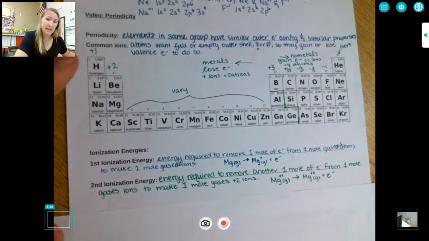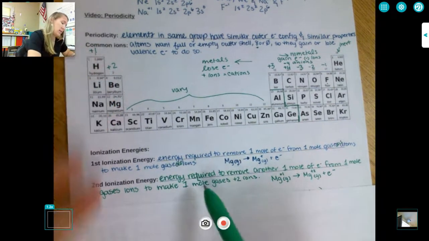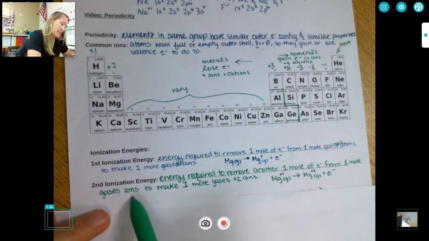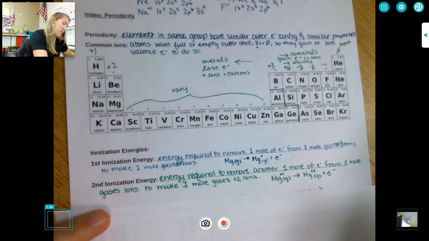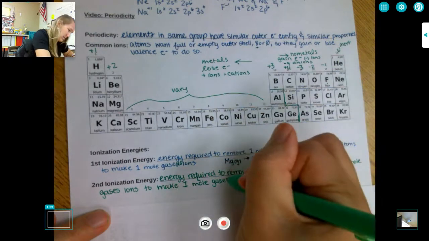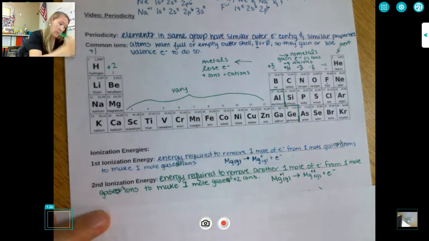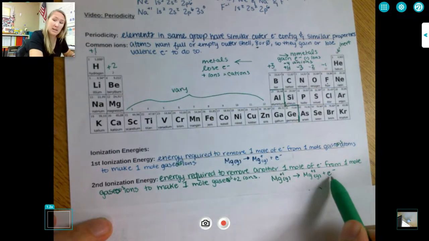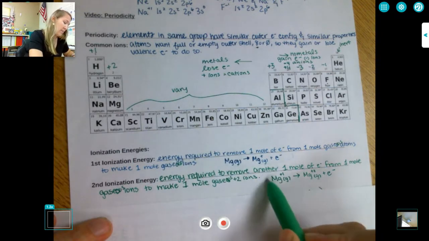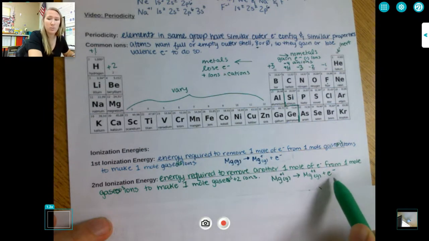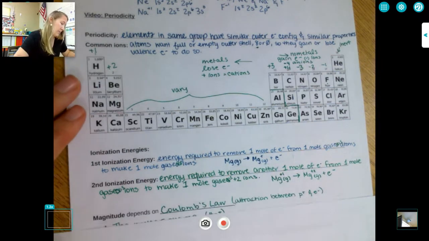I could do my second ionization energy, which is the energy required to remove yet another mole of electrons from 1 mole of gaseous +1 ions to make 1 mole of gaseous +2 ions. Ignore my typo. And so here, now I'm removing yet another electron. So I have my magnesium plus 1, and now I'm turning into magnesium plus 2 because I'm removing another electron.